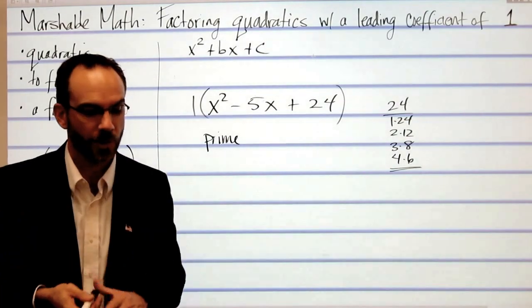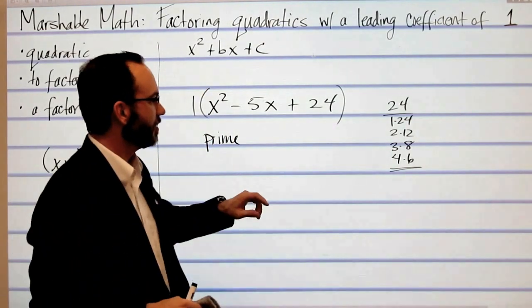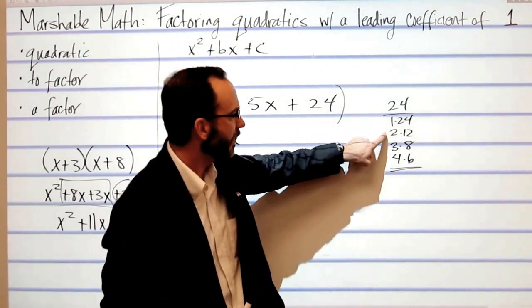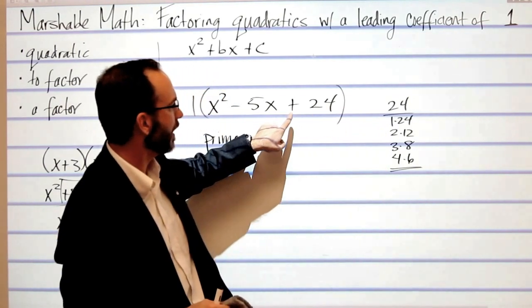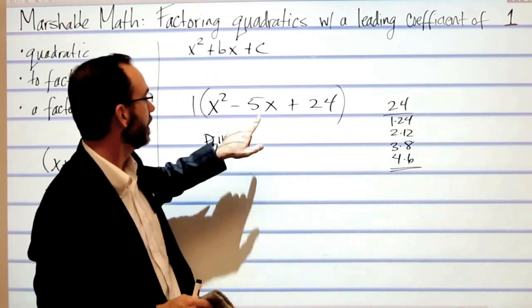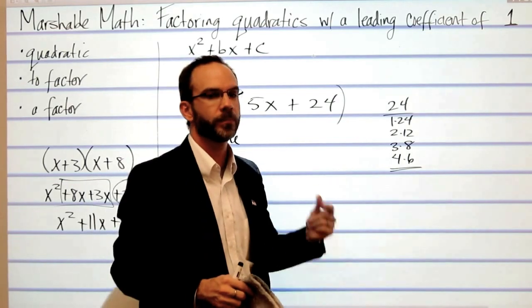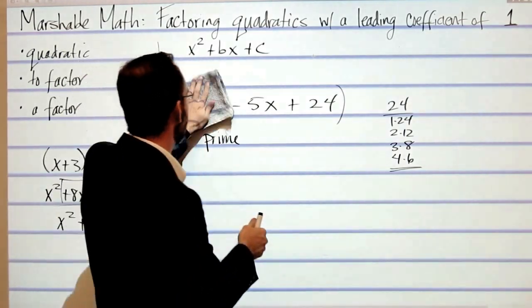Okay? So, go through the checklist. See, look, if you've done it right, you've got all your factors listed here. Which ones, if you're doing the math correctly, when you add them, give you the number 5? None of them work, prime. Very easy to come to that conclusion.